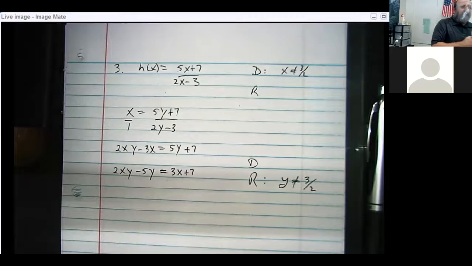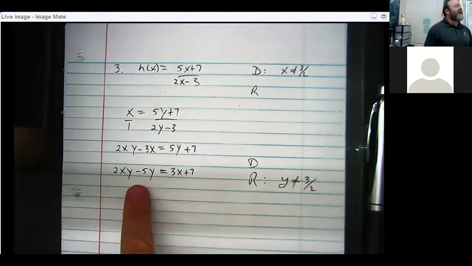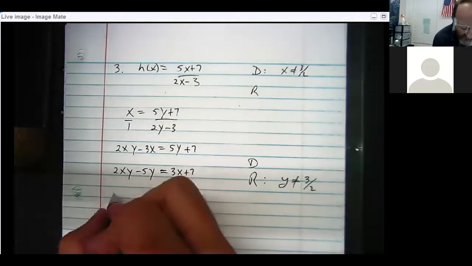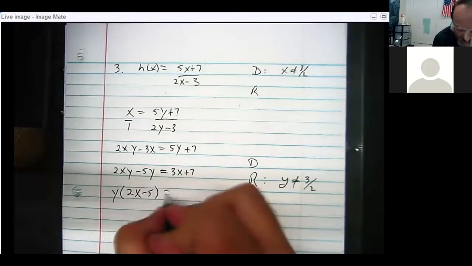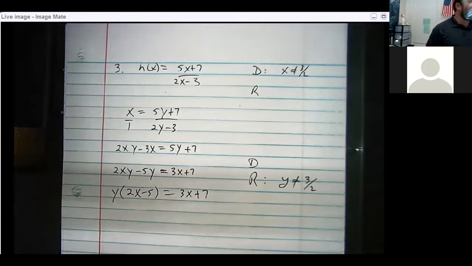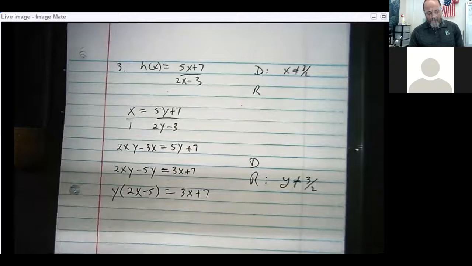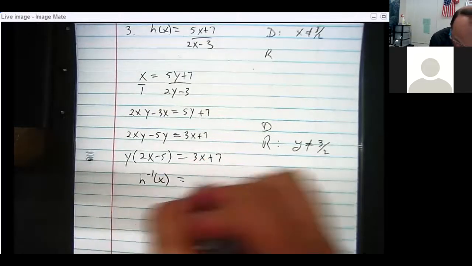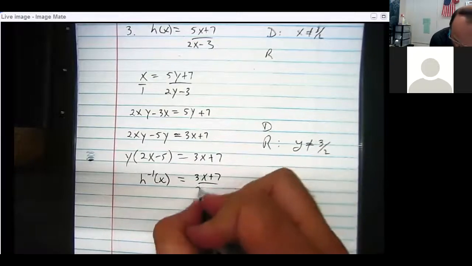What did I do structurally about the problem? Notice every single term that has a y in it is where? On the left. Every term that does not have a y is on the right, because now since they both have a y in common, I could factor out a y. What is the only thing left to do to get y by itself? Divide. You see it? The only thing I have left to do is divide both sides by that, and this is now h inverse. It's going to be 3x plus 7 over 2x minus 5.